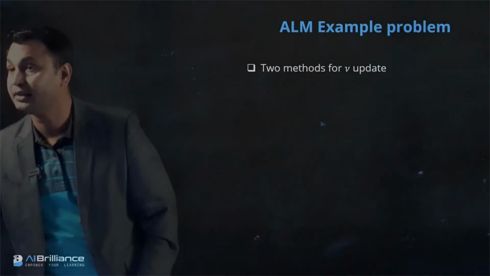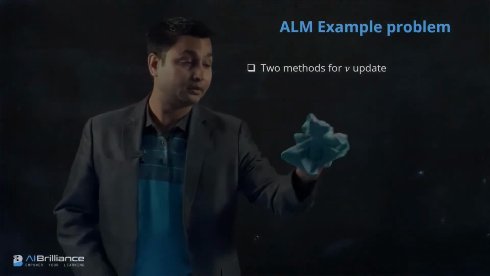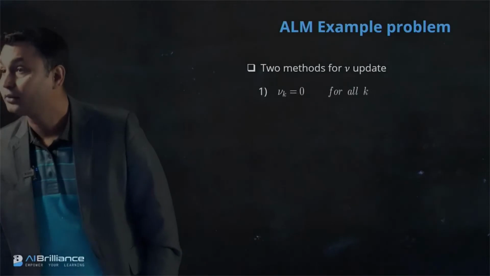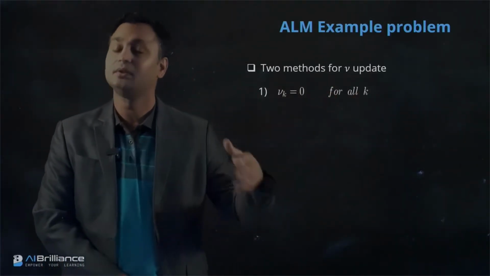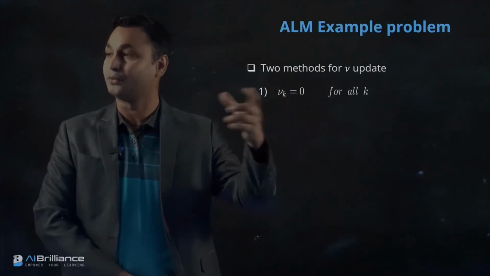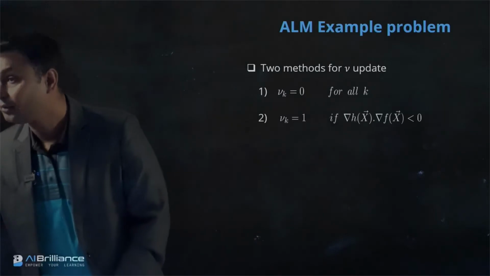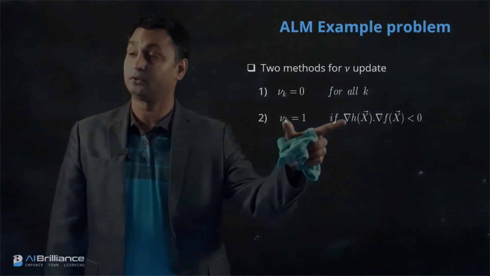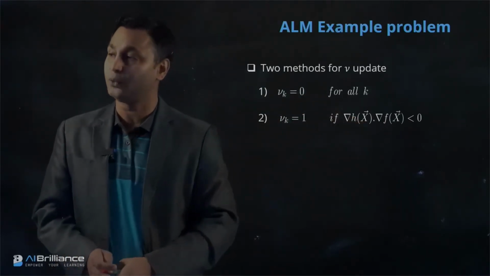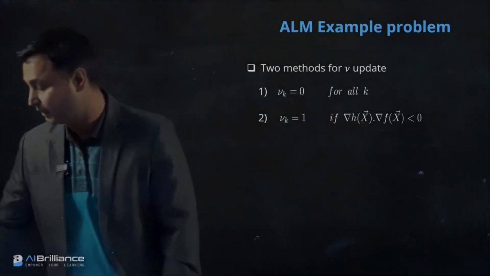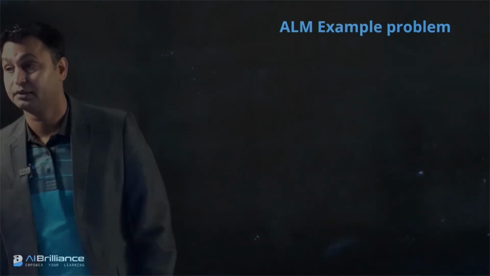Again, there are multiple different methods that you can use for the update. In the update I was showing, you can keep vk equal to 0 in each iteration, and that's how you can begin, and that's what we are using. Or you can have another one where vk is set equal to 1 if this condition is satisfied. So there are many different ways to initialize that. We are using one of these ways in our overall problem. Or you can use this also, if this is the case.